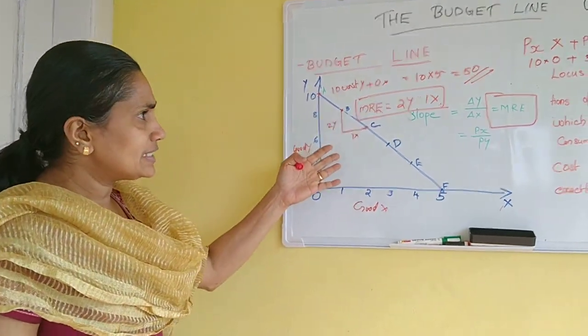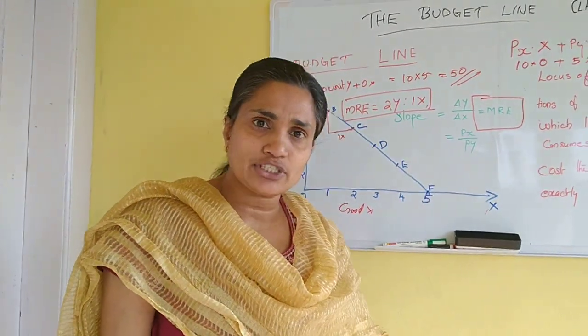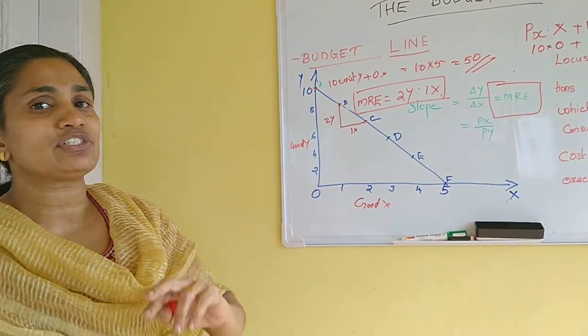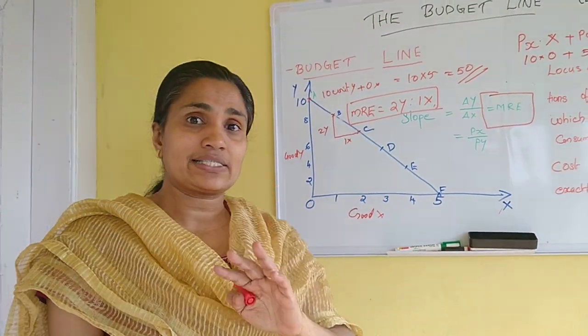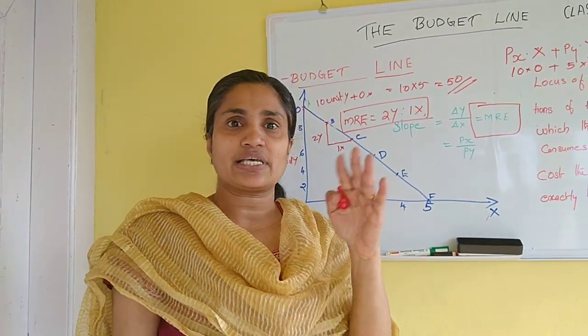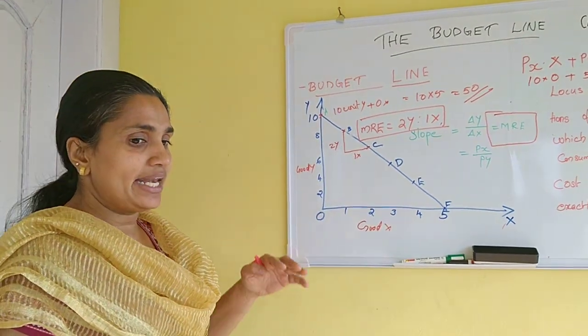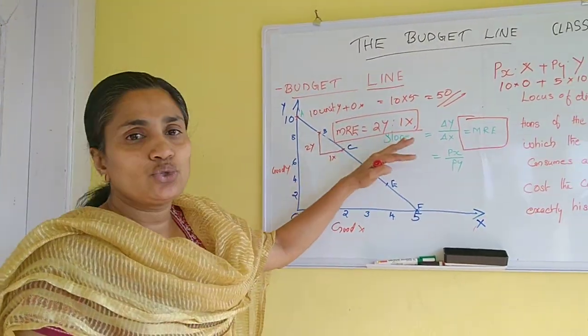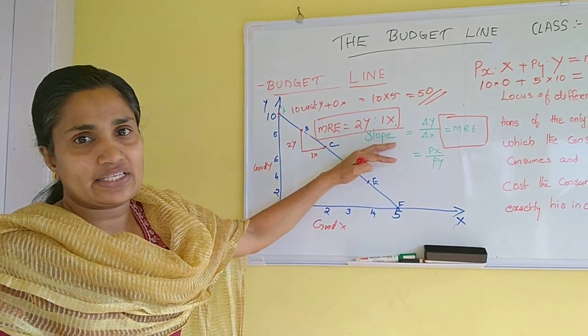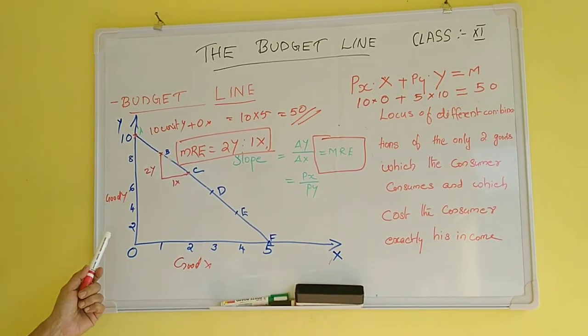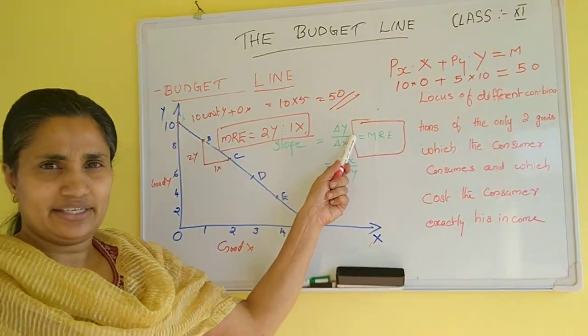So what do you mean by budget line? It is the locus of different combinations of only two goods X and Y that the consumer consumes, where the cost is exactly equal to the income, and MRE is equal to 2Y for 1X. So that is called MRE.